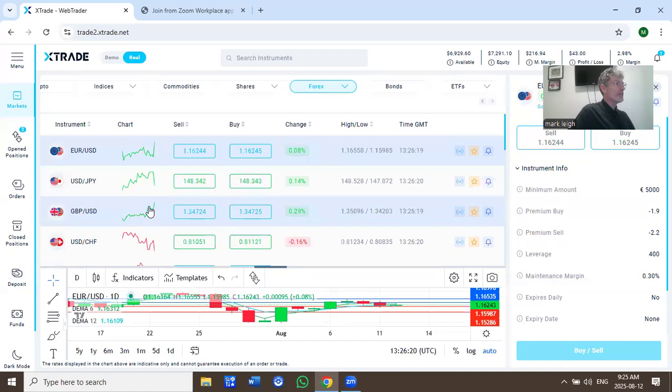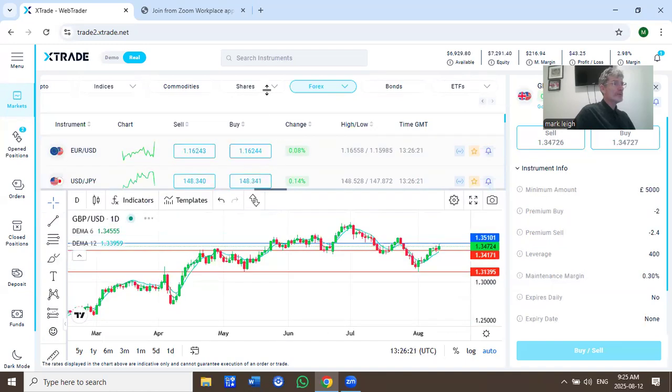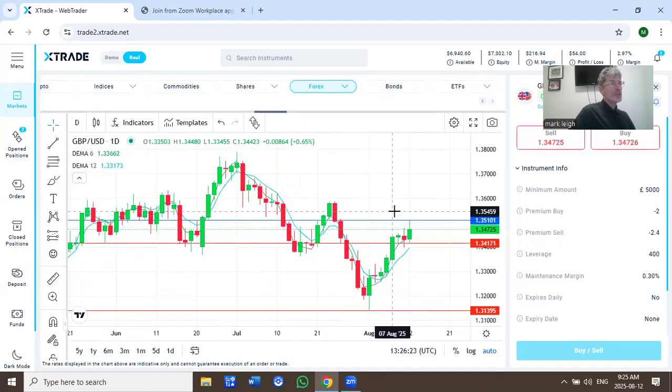I'm going to put up the pound against the US. There you see a green candlestick, buying pound, selling US, pound strength, resistance at 1.3510, and I've got support at 1.3417.